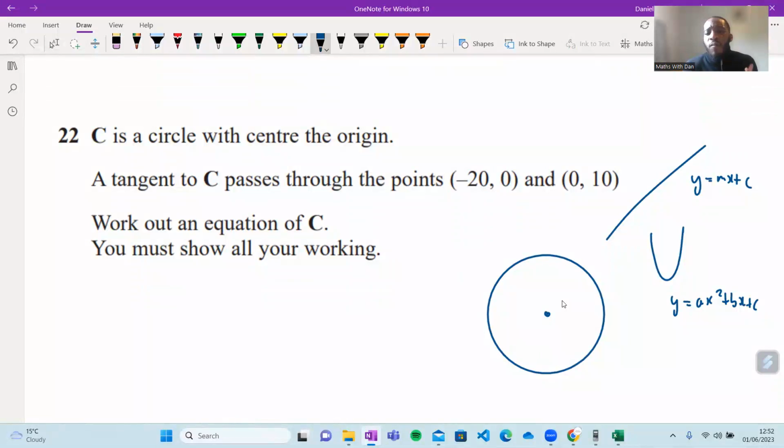What is the general formula for an equation of a circle? Can somebody tell me, please? What is the general formula for an equation of a circle? Because it's not given to us in the formula book. We need to know it. The question is asking us to work out an equation of the circle. If we don't know the general formula for an equation of a circle, how can we answer the question?